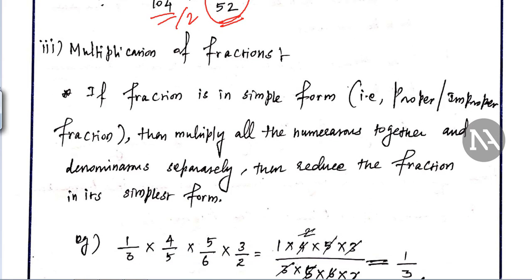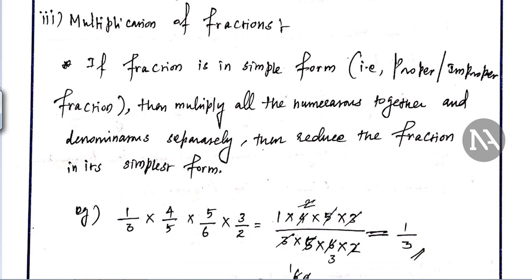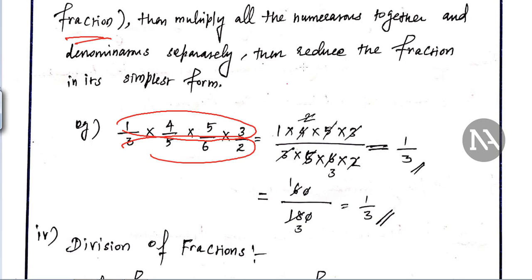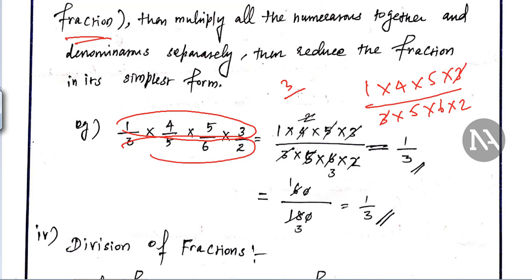Multiplication of fractions is quite simple. If you want to multiply, whether it is a proper fraction or improper fraction, you just need to multiply the numerators and multiply the denominators. Here I can write 1 into 4 into 5 into 3 divided by 3 into 5 into 6 into 2. I can cancel the common terms. 3 will be cancelled between denominator and numerator. I have the same number, 3 by 3. It is going to give you 1.